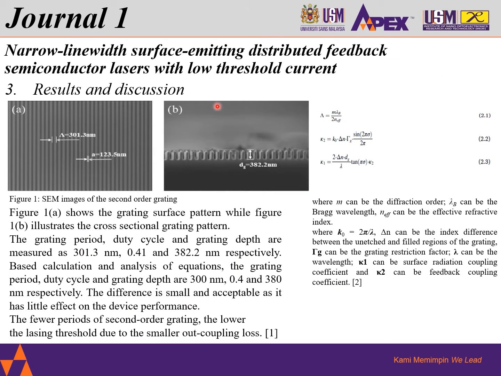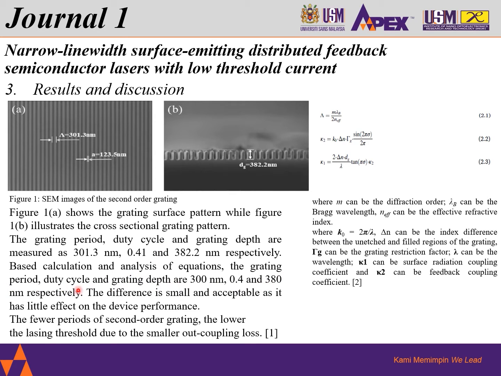Next, we proceed to result and discussions. Figure 1 shows the SEM images of the second order grating. So we can see from figure 1A is the top surface of the grating, and figure 1B is the cross-sectional of the grating. The grating period, duty cycle, and the grating depth are measured as 301.3 nanometer, 0.41, and 382.2 nanometer respectively. Based on the calculation and analysis of equations, equation used is over here.